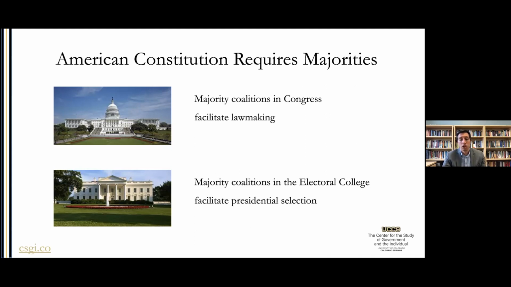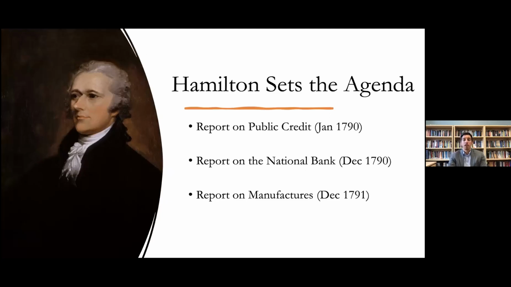And in accordance with the Constitution, Washington had Hamilton draw up some reports to make recommendations to Congress on what kind of legislation should be passed. And so Alexander Hamilton made 3 historical reports to that first Congress. The report on public credit, in which he called for the United States national government to assume the debts of the various states.